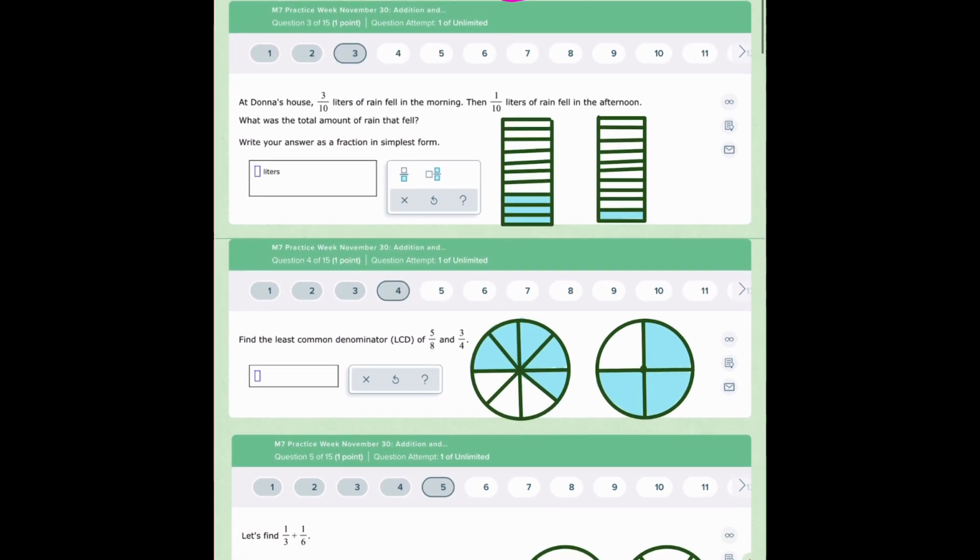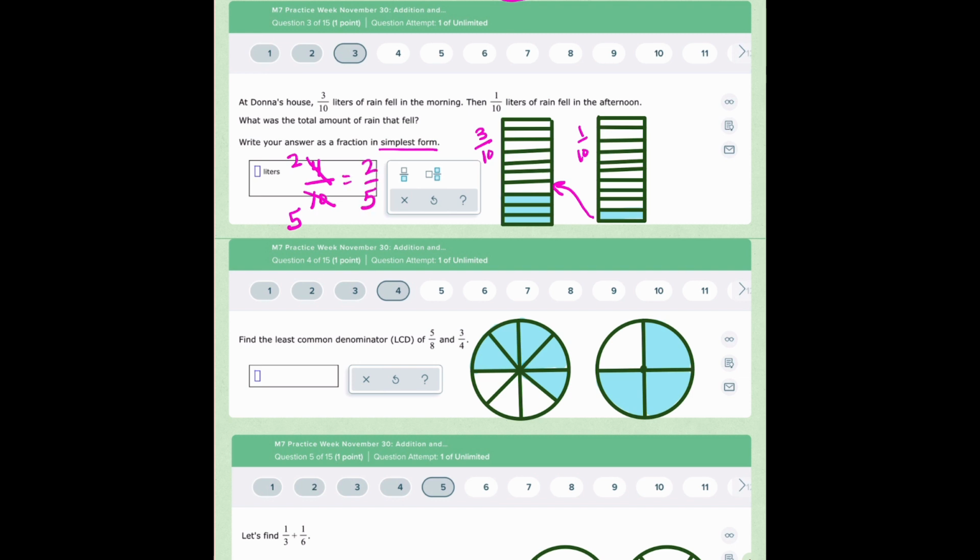All right, in problem 3, at Donna's house, 3/10 liters of rain fell in the morning. I drew this here for you as best I could. This is 3 out of 10. And then 1/10 liters of rain fell in the afternoon. What was the total amount of rain that fell? If we put this together and we put this one up here, then we would see that we have 4 out of the 10. It says in simplest form, so I like to see that these are both even numbers, and so I know that 2 goes into 4 2 times, 2 goes into 10 5 times, and so I'm going to have 2/5.